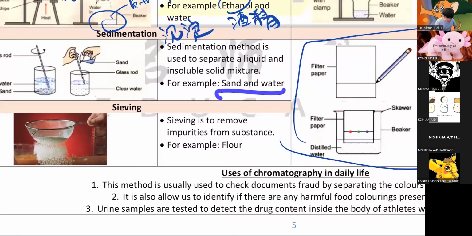All right, and of course, sieving. If your mom does baking, this is what she does. She will sieve that thing and separate the impurities from flour, because flour actually is not that clean, because the machines in the factory are not the cleanest. So you need to filter whatever is in your flour.